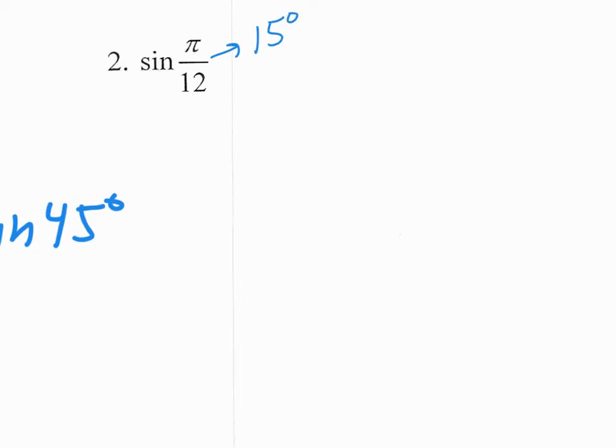Okay, now if you didn't make that connection, you could always convert. It takes a little bit longer. You could take pi over 12, multiply it by 180 over pi, you'd still get 15 degrees. So now what I've got is I've got sine of 15 degrees.